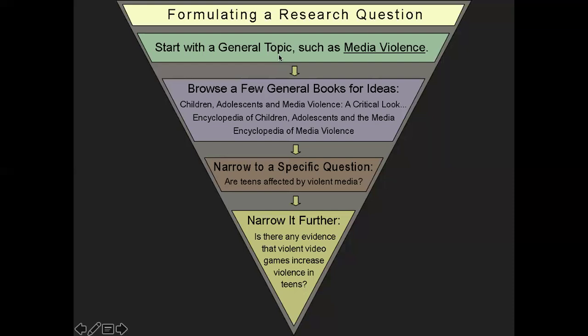So this is about media violence. It's a very broad topic. It's about media violence, and you could correlate it that maybe it is due to teens watching a lot of violent video games. And then you browse a few books or ideas and see which age group is probably into it, and you understand that probably the teenagers. And then you again narrow it further. Is there any evidence that violent video games increase violence in teens? So it becomes a very, very specific target to look at, starting from a very broad base.